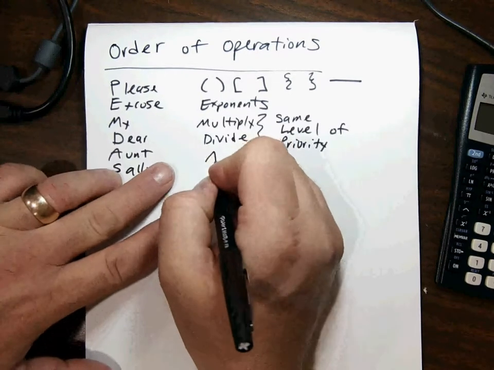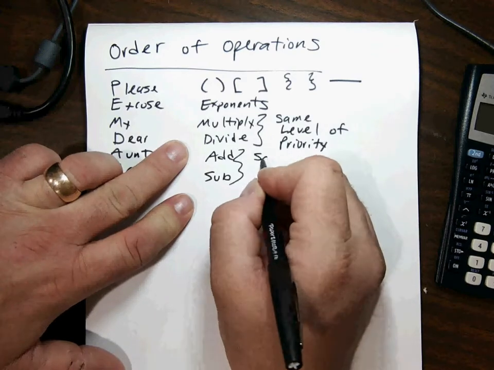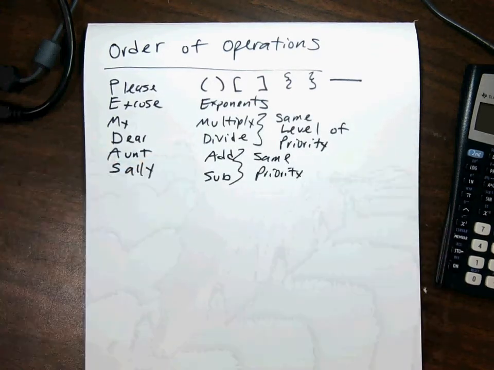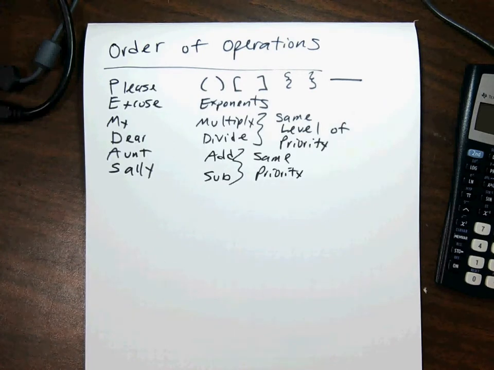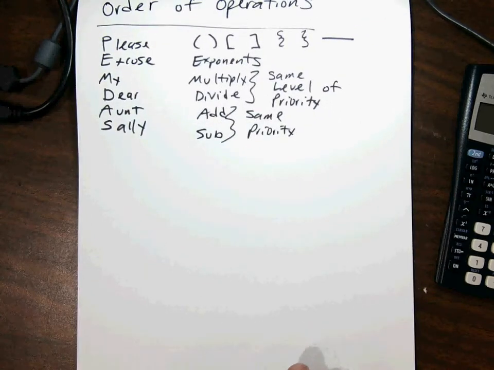Same thing with add and subtract. Same level of priority. If I hit a subtraction first, I'm going to subtract first. If I hit an addition first, I'm going to add first. Okay? So we're going to work through problems following these orders. Let's look at this example.